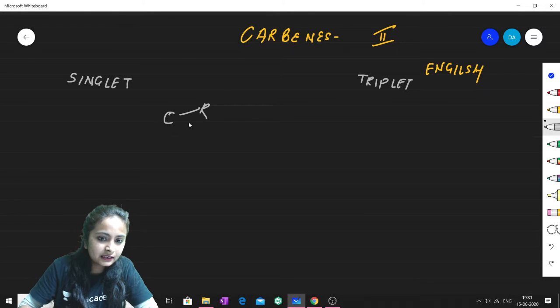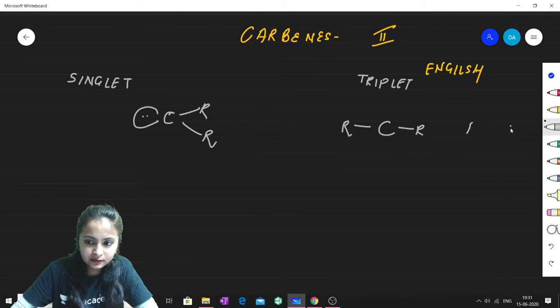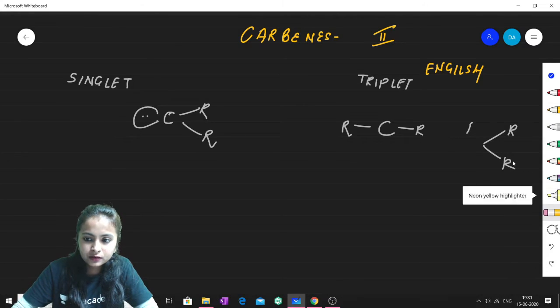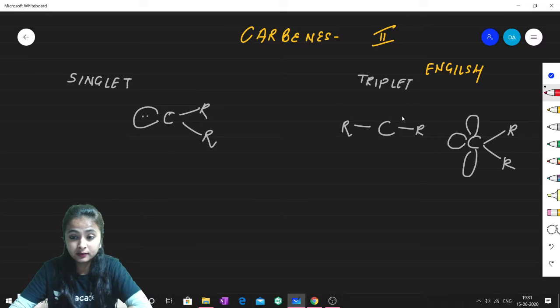Now, if I write it like this, R can be any species. I've written the singlet, and triplet also I'm writing like this. I will be writing two types of triplets, and then I'll share what the difference between the two is. Just wait for a moment. So now these are carbenes.